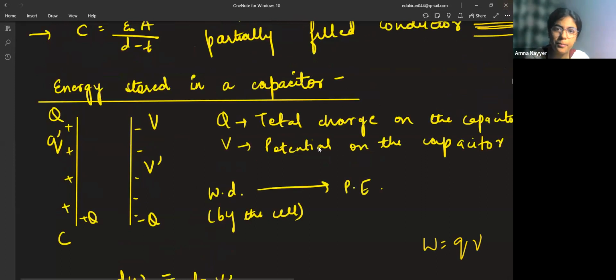Yes? Ma'am, are the charges in the capacitor stored as potential energy? Your voice is coming very low. Charges in the capacitor are stored as potential energy? No, charges are not stored as potential energy. Basically, see, charges generate the potential energy.